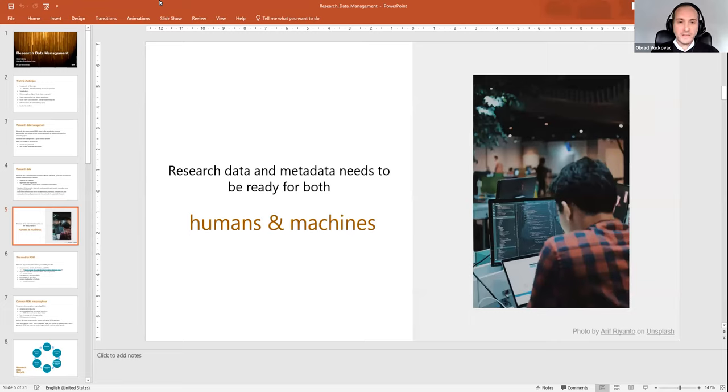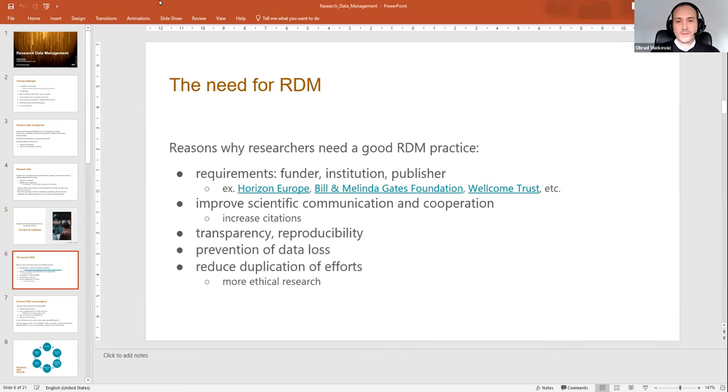Also, keep in mind to explain to them that data and metadata need to be in machine-readable formats. Both machines and humans can use it in the future. And this is something that we will explain more in the next lecture, when we do the FAIR principles.